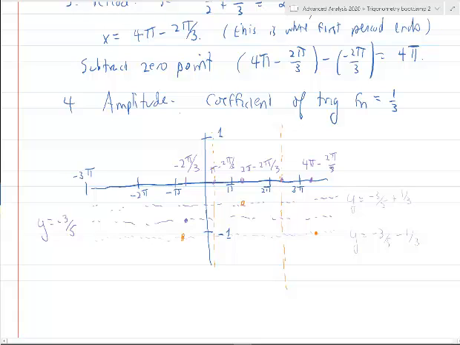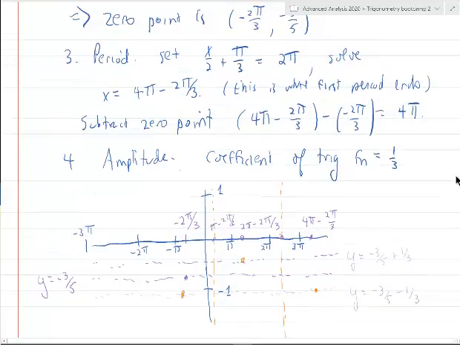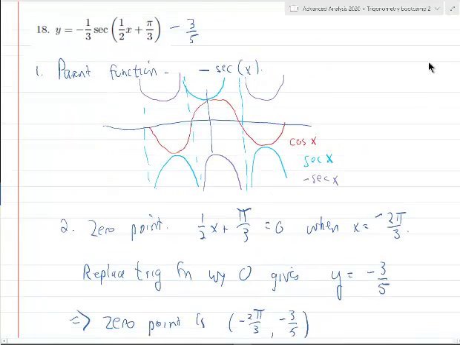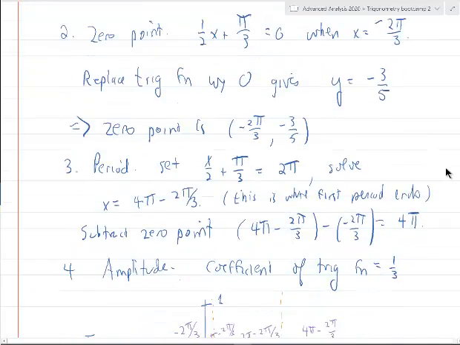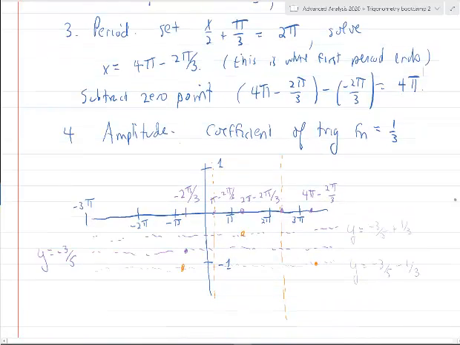All right. Now, so let's see. Then what's the next thing? I think the next thing was the amplitude, right? Next was the amplitude. Okay, identify the amplitude. The amplitude is 1/3. So that means I'm going to draw lines plus 1/3 and minus 1/3. Okay. So this orients my x and orients my y. My one period is from minus 2 pi over 3 to 4 pi minus 2 pi over 3. And my y range is going to be from minus 3/5 plus 1/3 to minus 3/5 minus 1/3. So those are my two horizontal lines.